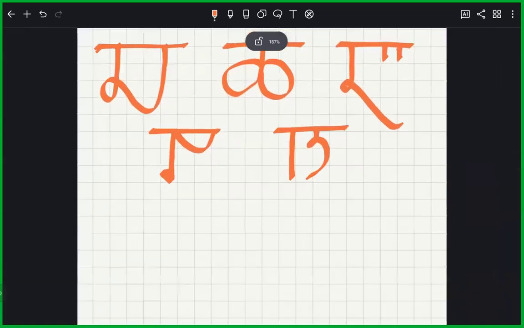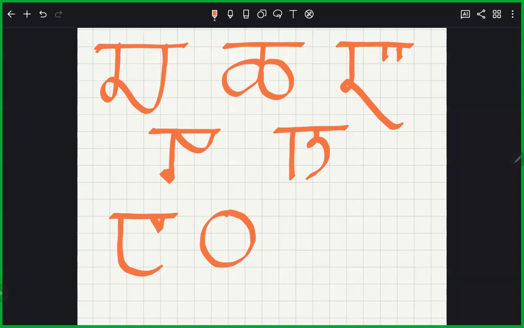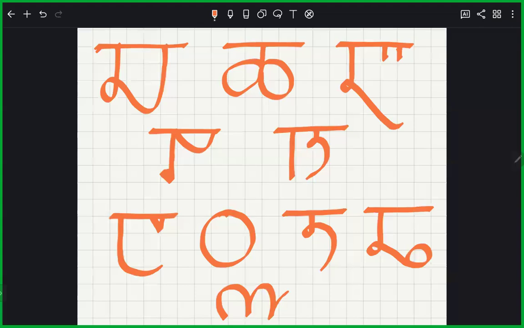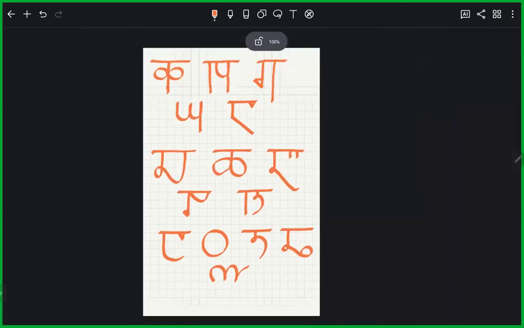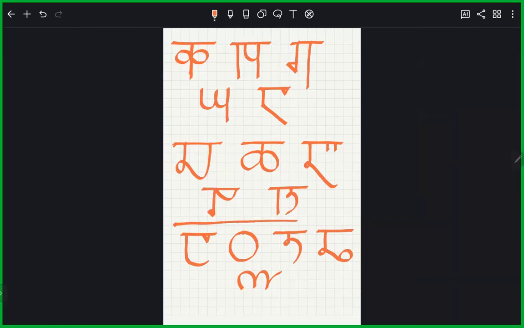Now we draw the Ta varg. Ta, Tha, Da, this is Dha, and the last one from this was Na. Ka varg, Cha varg, and Ta varg. Okay.